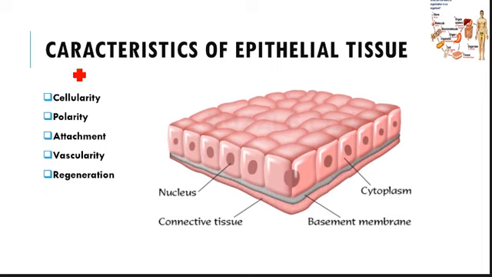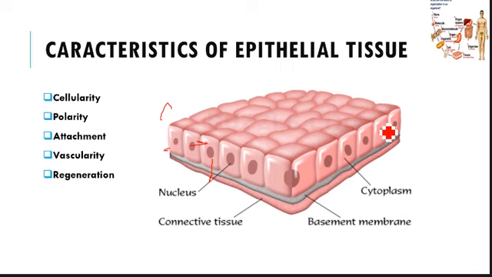First, we call them membranous epithelium because of these five main characteristics. Cellularity: this type of epithelial tissue is made up entirely of cells. Look at this, almost everywhere is just cells. Polarity: the cells have two poles. They have an apical pole, the pole at the top, and a basal pole, the pole that reposes on a basement membrane. Attachment: the cells are all attached together. They attach to each other, as well as to a basement membrane.